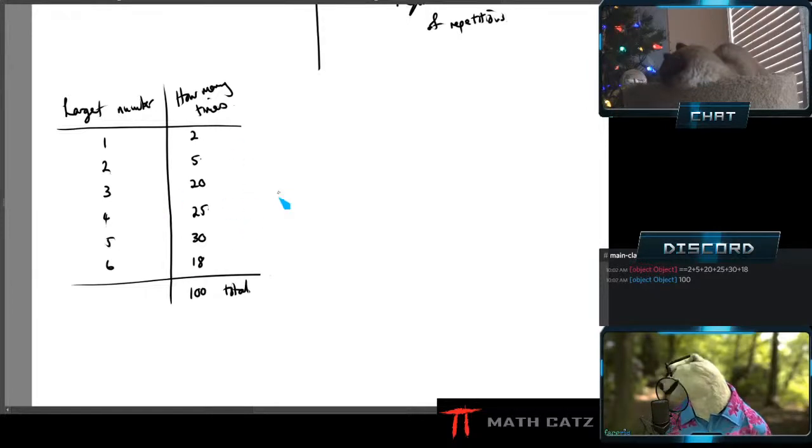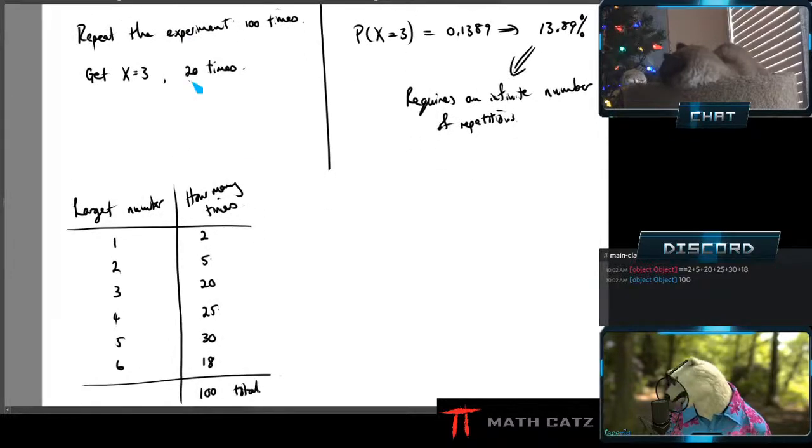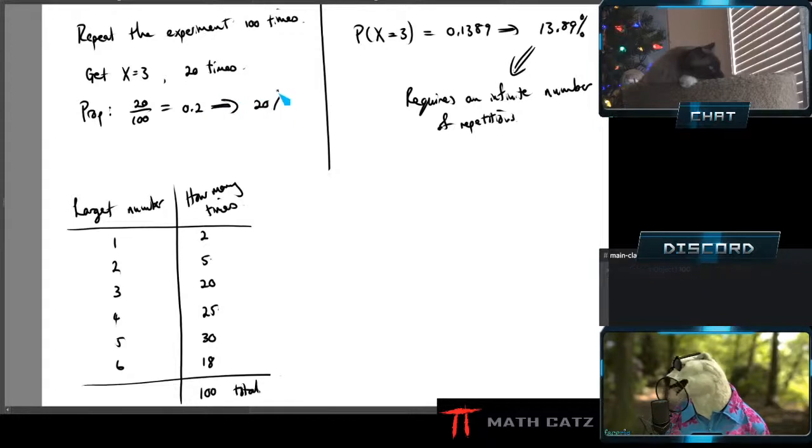So these numbers are not going to be perfectly fitting what I expect. I get, for example, 20 times the largest number is a 3. So out of 100, I got 20 out of 100 is the proportion. Proportion, 20 out of my 100 repetitions. That is 0.2. That means I got it 20% of the time. But the probability is 13.89.